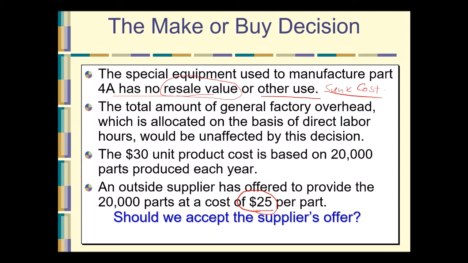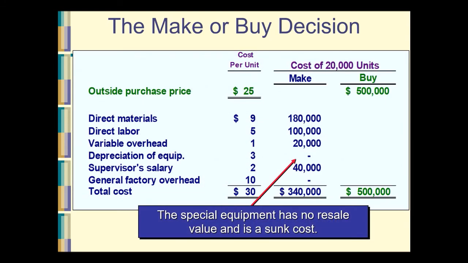What are the relevant costs? Which cost can we avoid? Which cost changes if we make the decision to buy? So let's evaluate these options. From the outsider we can purchase the product at $25. So we are making 20,000 products, so the total cost we will be paying to the outside supplier is 500,000.